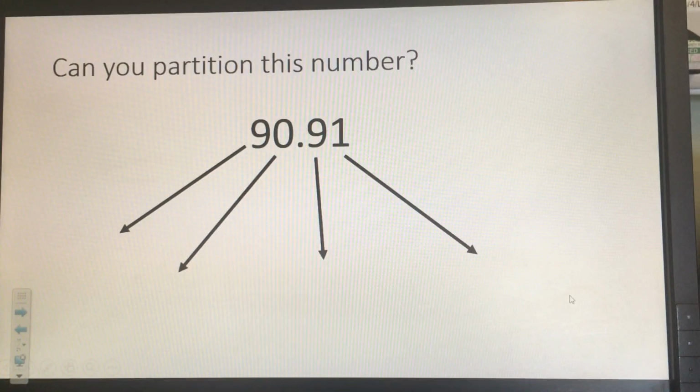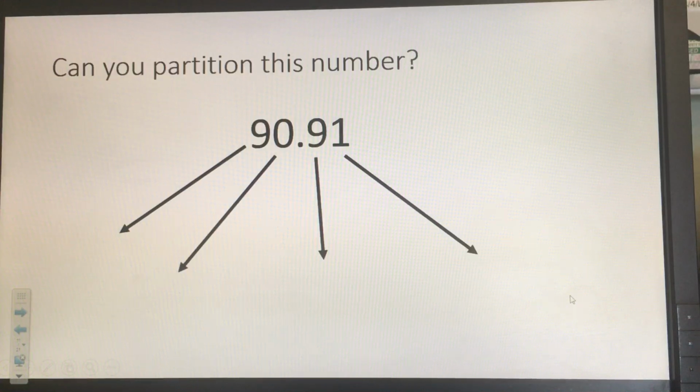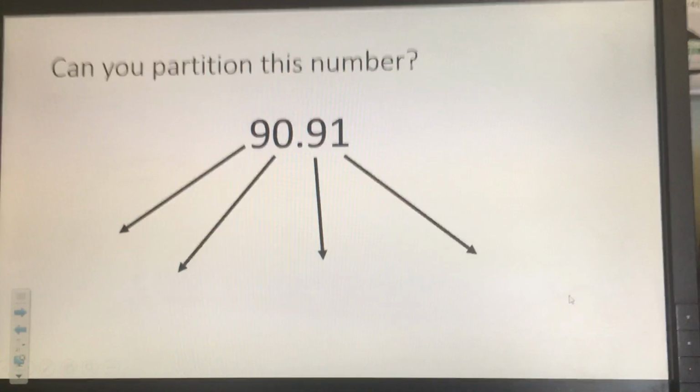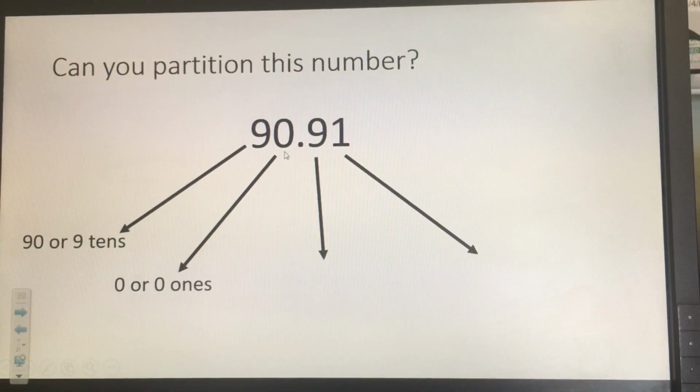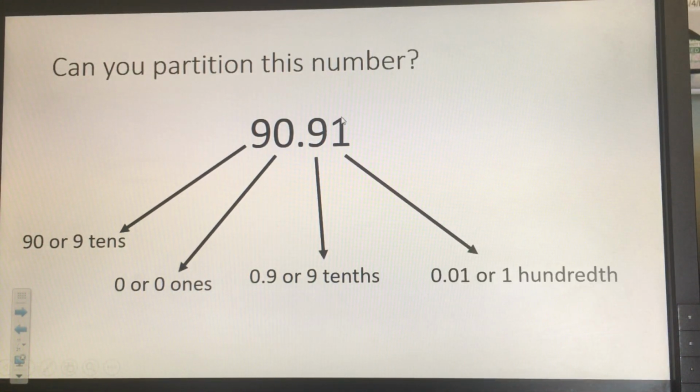90.91. You can pause the video to have a go at this yourself, or continue listening for the answer. So I have 90.91. 9 in the tens column, so that is 90 or 9 tens. 0 in the ones column, so that's 0 or 0 ones. 9 in the tenths column, so 0.9 or 9 tenths. And 1 in the hundredths column, so 0.01 or 1 hundredth.